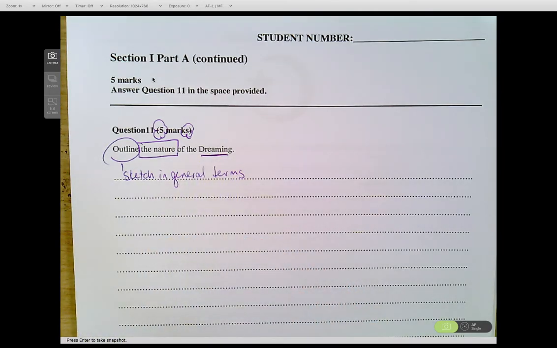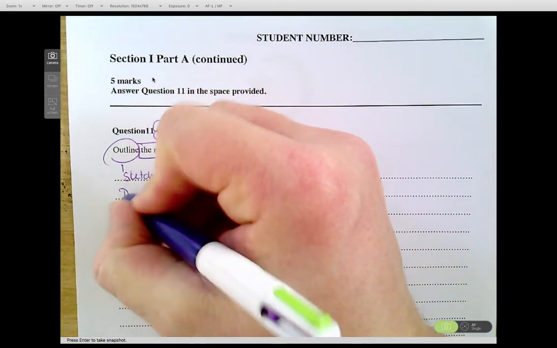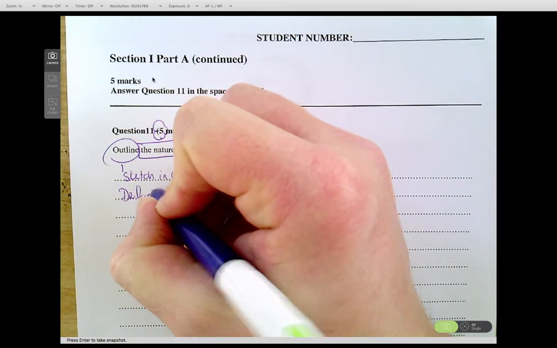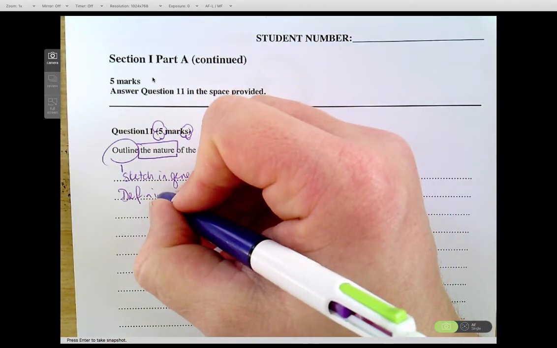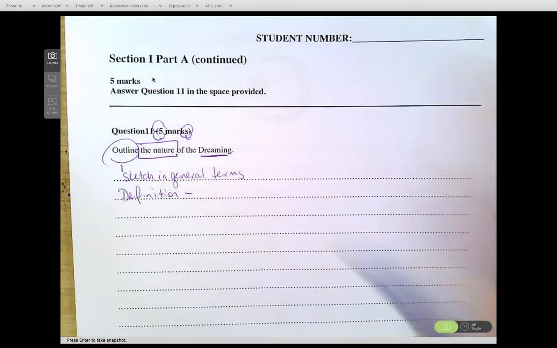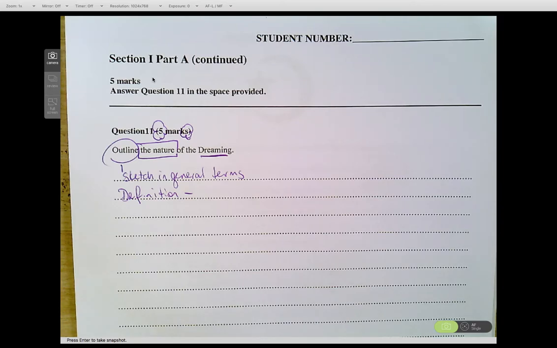Okay? So, if we want to outline the nature of the dreaming, first of all, we're going to need a good definition. Almost always in these 5 markers, it's coming directly from a syllabus dot point, so we need to have a definition of whatever it is. So in your preparation, because we haven't done this for literally 6 months, you need to go through your syllabus for nature of religion and Aboriginal spiritualities and make sure that you've got a definition for each of the terms in the syllabus there, because there's I reckon a 90% chance that you're going to be using a definition in this 5-mark response.